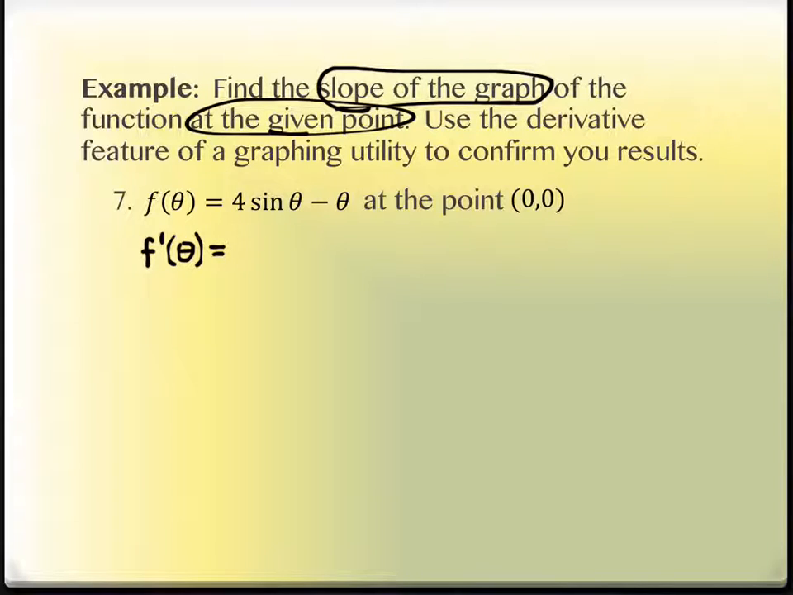All right, so what would the derivative of 4 sine theta be? Very good. Yes, 4 cosine theta. And what would the derivative of the minus theta be? It's 1, a negative 1, because there's a negative in it, but it's 1.